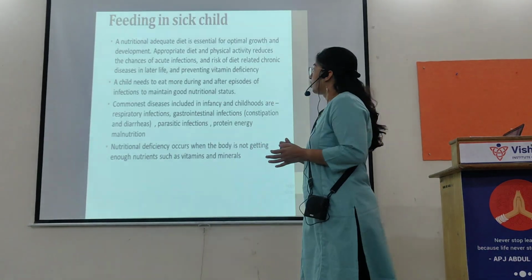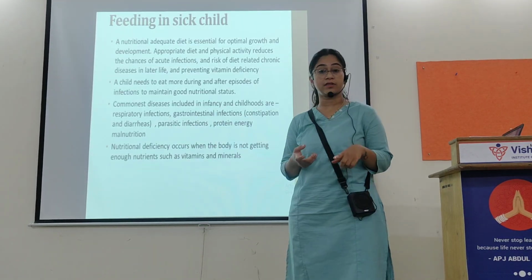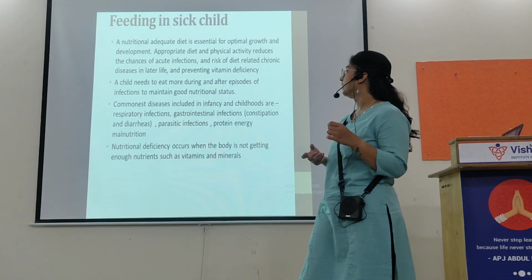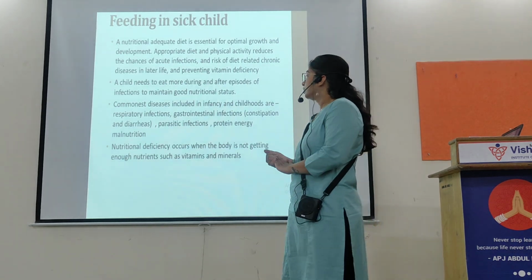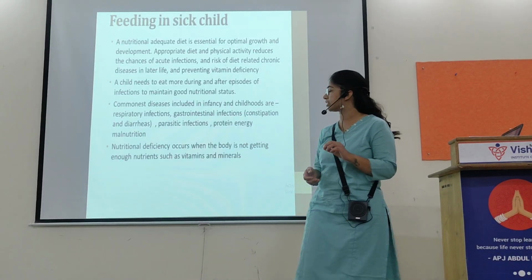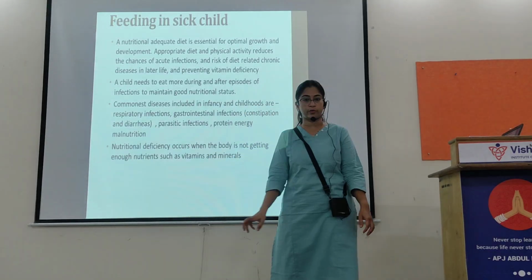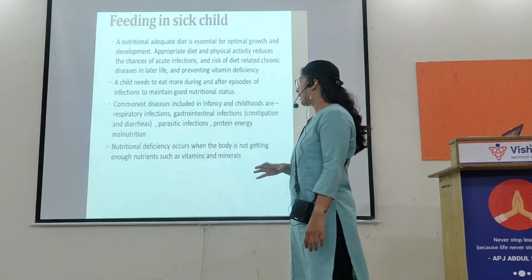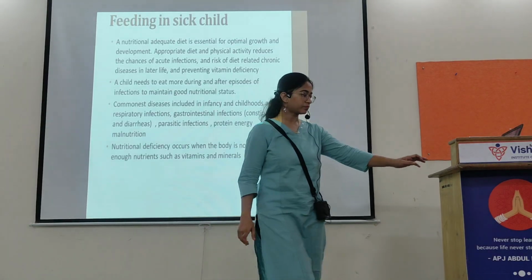The commonest diseases in infancy are respiratory infections, gastrointestinal infections, which are the most common, like constipation and diarrhea, parasitic infections, and protein energy malnutrition. Nutritional deficiency occurs when the body is not getting enough nutrients such as vitamins and minerals, because vitamins and minerals are protective foods which give protection against infections and inflammation. So the diet must be rich in vitamins and minerals.